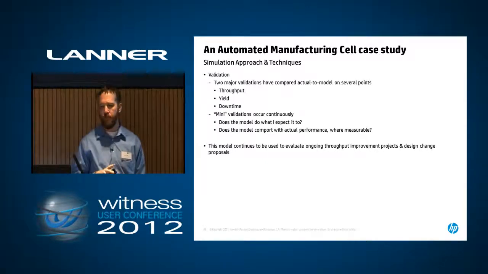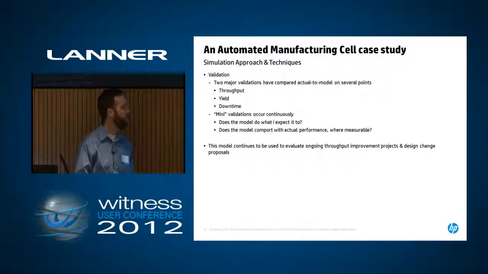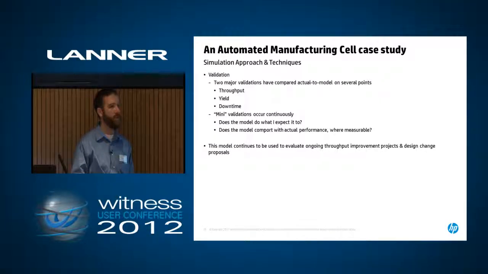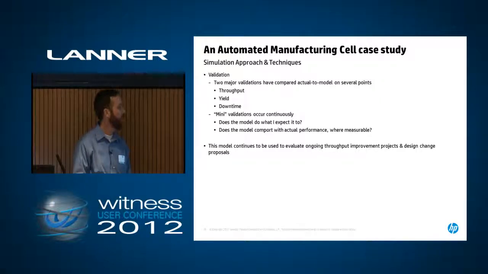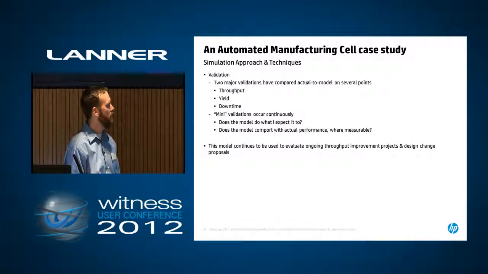So, validation. So far we've done two major validations, comparing actual to model on a few points here: throughput, yield, and downtime. Both at a system level and then at the component level. So each of the subcells are also compared on these three points. And I would say I do what I call mini validations continuously. This is, does the model do what I expect it to? Is it behaving as I think it should be behaving? And this kind of goes along with debugging as well.